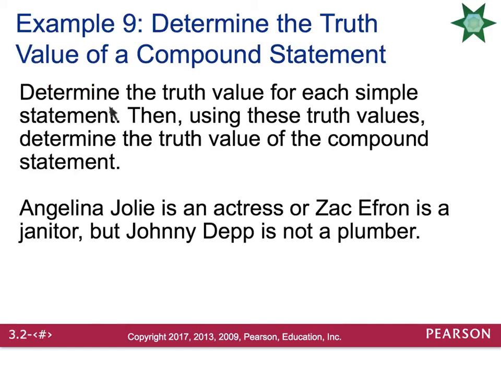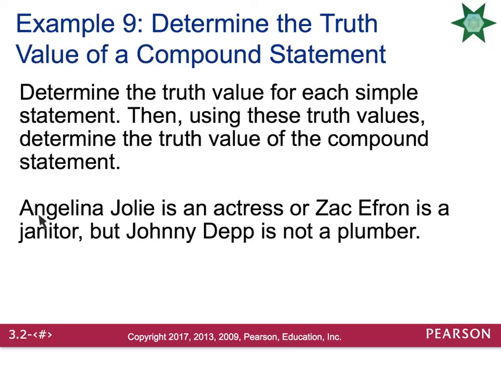Okay, so for this example, determine the truth value for each simple statement, then using these truth values, determine the truth value of the compound statement. So we have: Angelina Jolie is an actress, or Zac Efron is a janitor, but Johnny Depp is not a plumber. This book is a little bit old, so the cultural references might be a little bit dated, but we know who these people are, right?